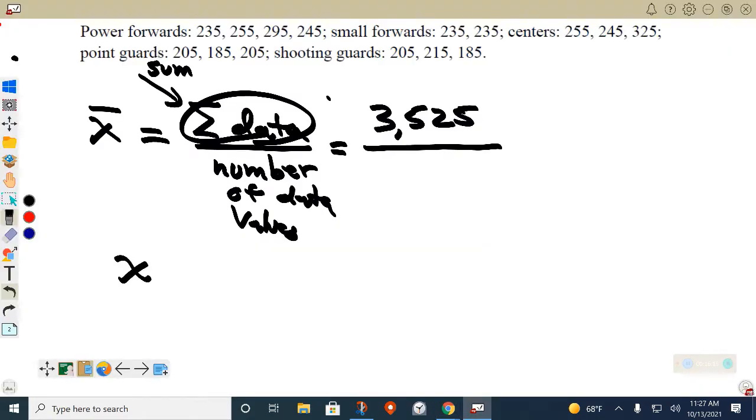X bar, 235 pounds. LBS means pounds. It comes from ancient England. So there's your mean. Sometimes that's called the average. The mean and the average are actually synonyms. They mean the same thing. Done. There's mission number 1's done. Nice.